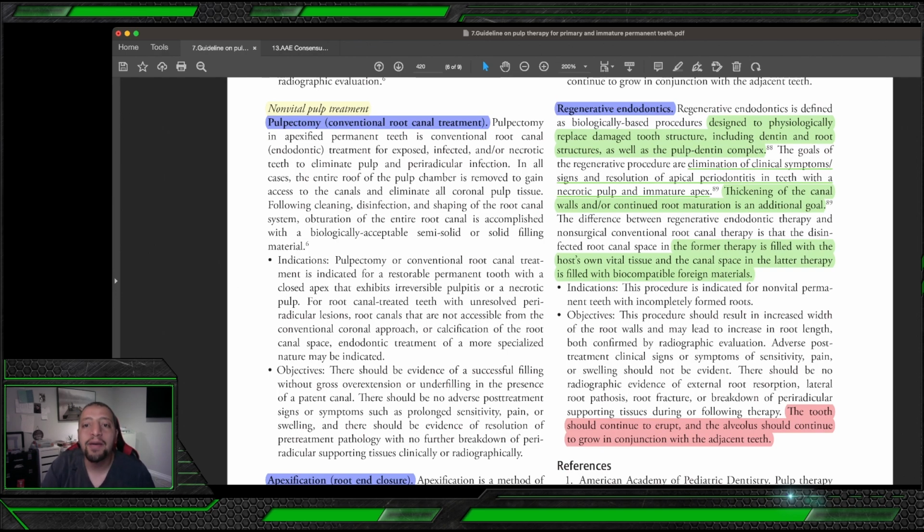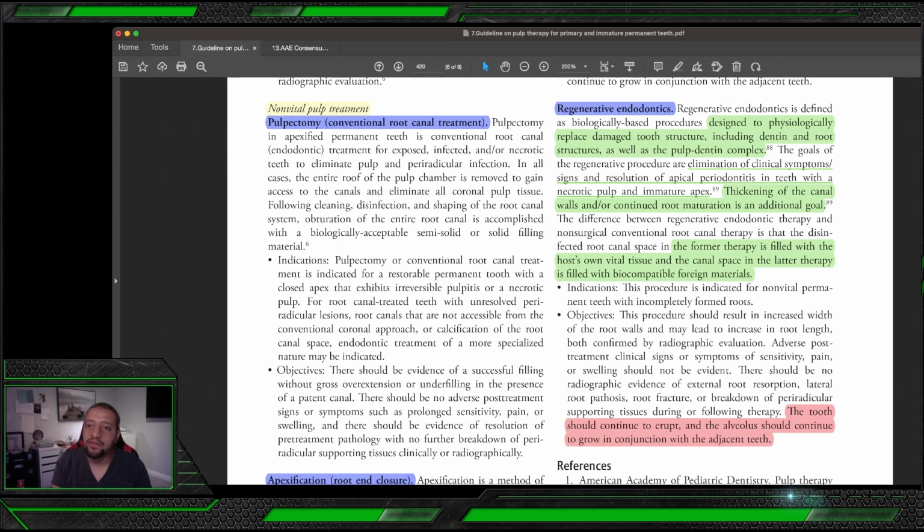It is defined as a biologically based procedure designed to physiologically replace damaged root structure, including dentin and root structure, as well as the pulp dentin complex. Told you it's sophisticated. So let's say it in simple terms. In simple terms, the goals are elimination of clinical symptoms and signs, and resolution of the apical periodontitis in teeth with a necrotic pulp and immature apex. Still sophisticated. Thickening of the canal wall and or continued root maturation is an additional goal.